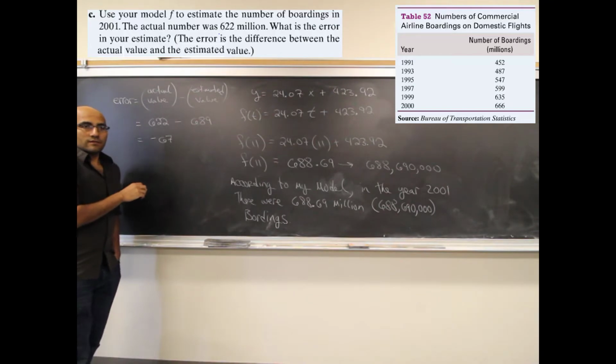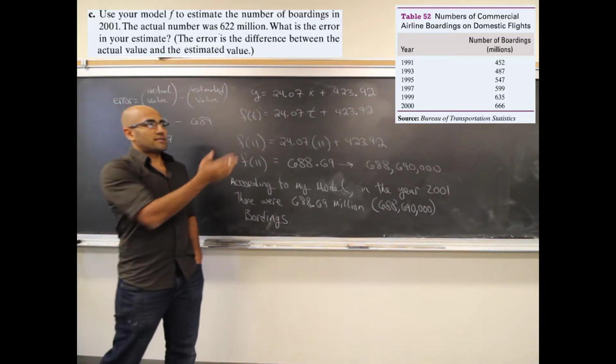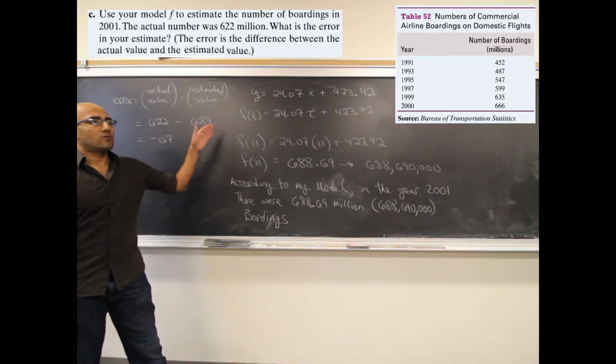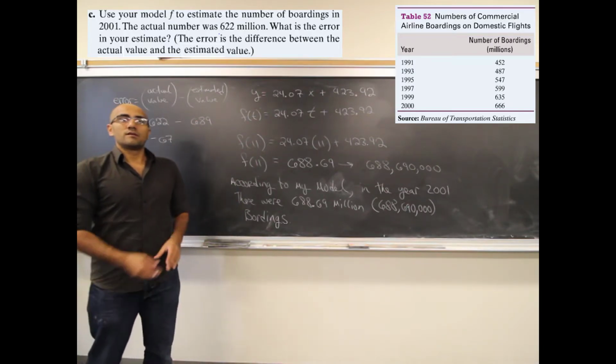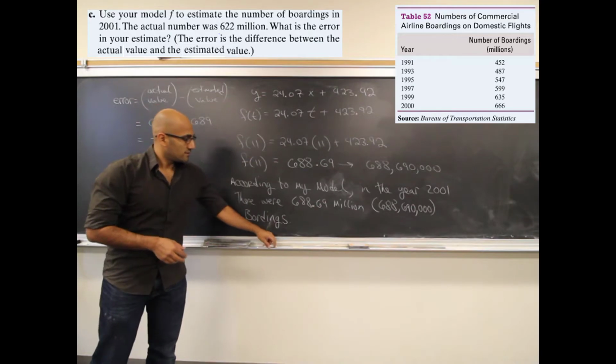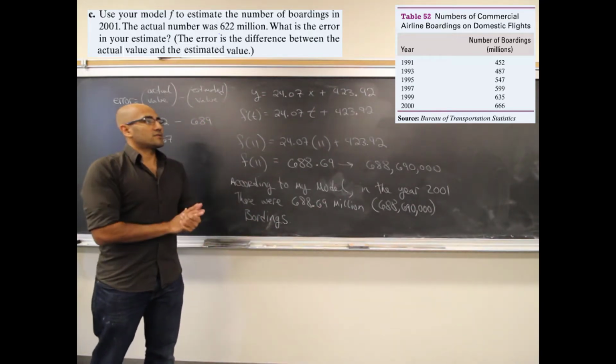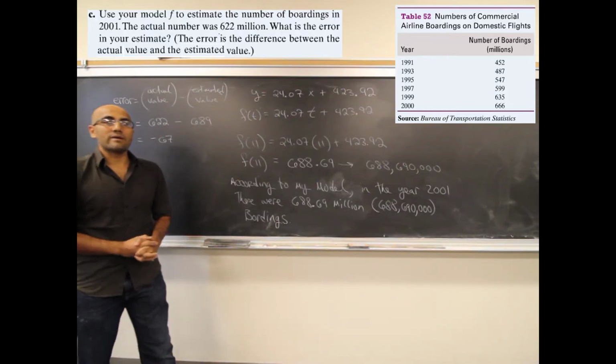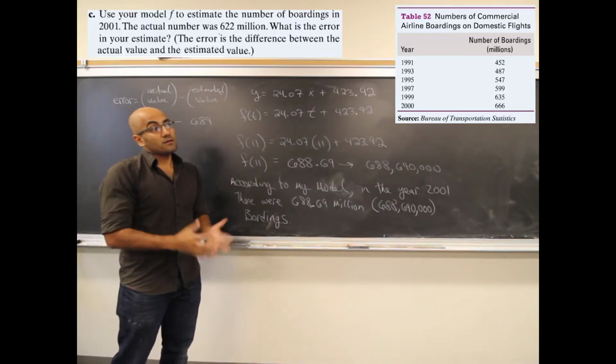Negative 67. Good. So that's the difference, so we're pretty off, right? The model is really off. Why is it so off? What happened in 2001? Yes, so 9/11 happened, and maybe that's what affected the number of domestic flights that took place that year.